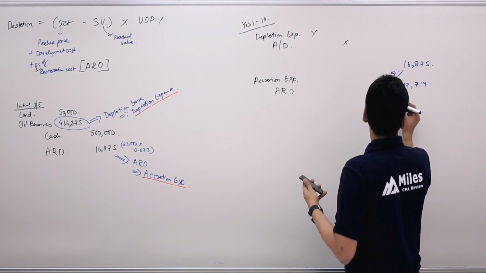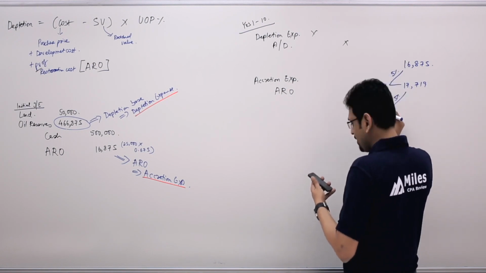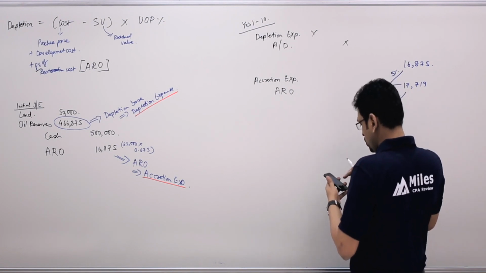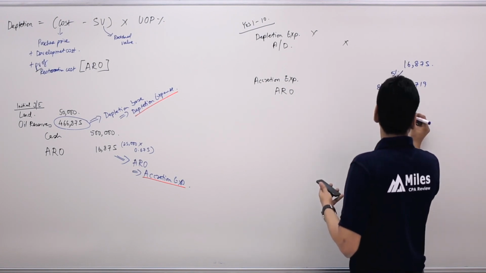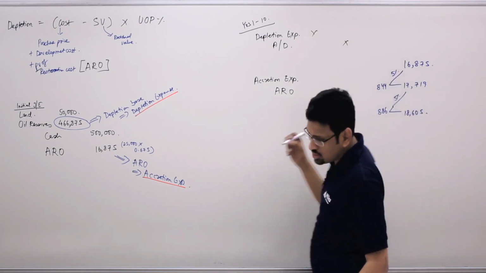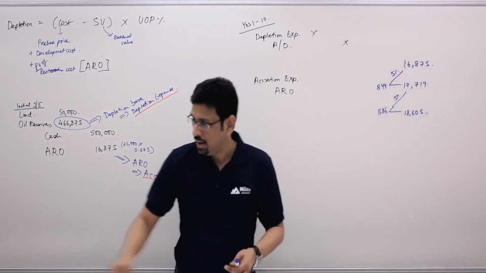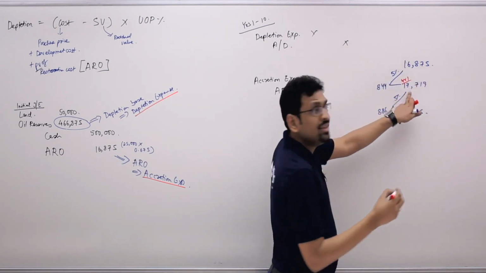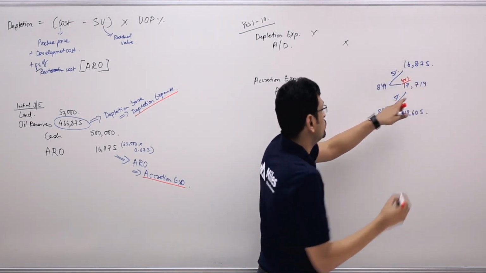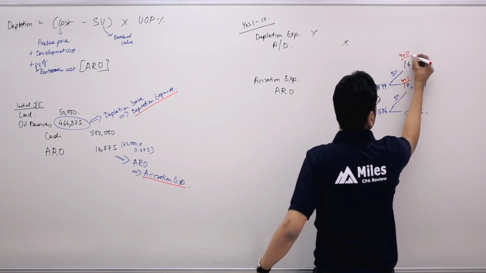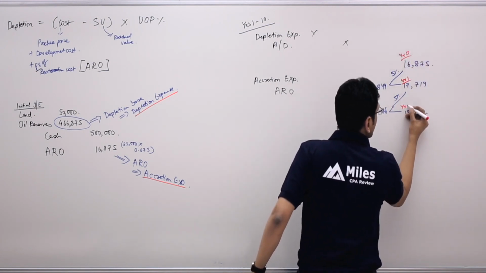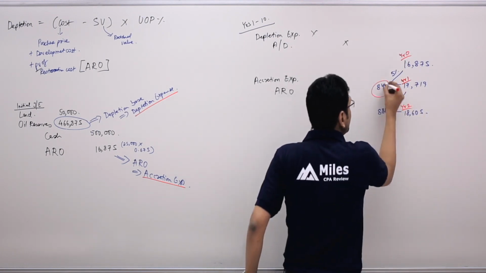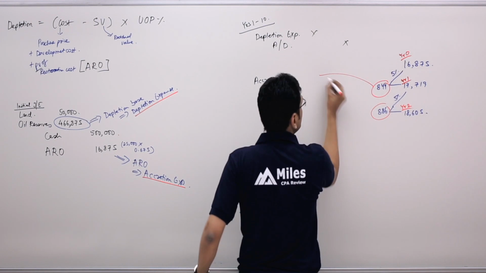Now this into 5% gives us 886. This calculates to 18,605. So what we could say is after year 1, this is the obligation number. So this is at year 0. This is after year 1. This is after year 2. This is the value of your obligation. This number, this is your accretion expense.